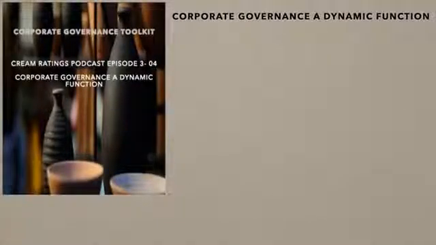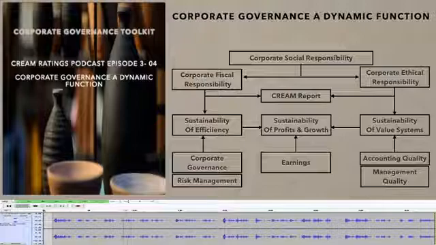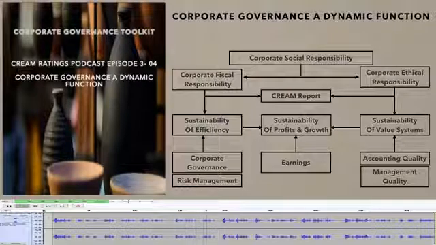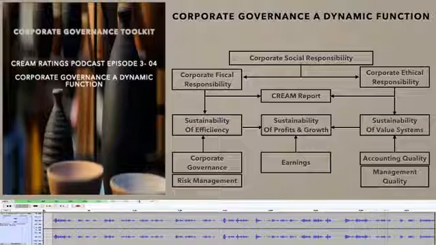Number 4. Corporate governance, a dynamic function. Measuring the cost consequence now, now, now establishes corporate governance as a dynamic function. That's what it says. You have to do it right now. Do not postpone it. So in the CREAM ratings framework, you have two areas: corporate governance and risk management, which establish the sustainability of efficiency. That's how governance is governed as a dynamic function.